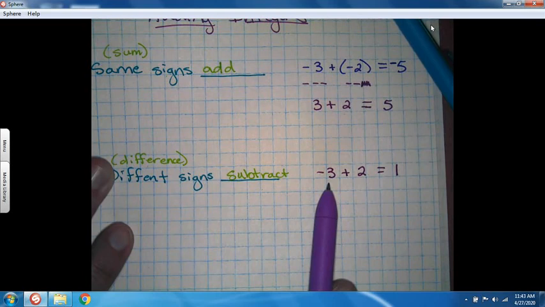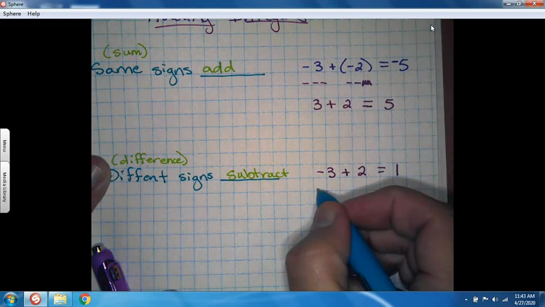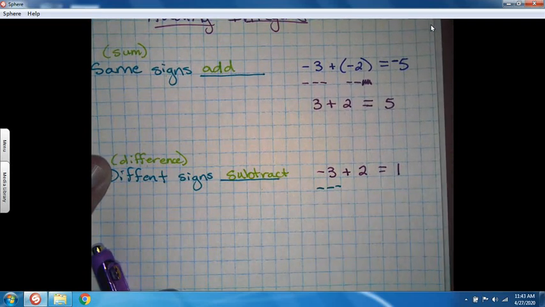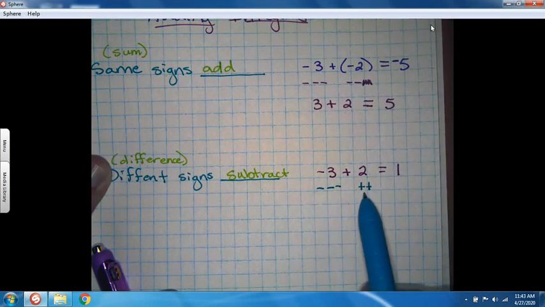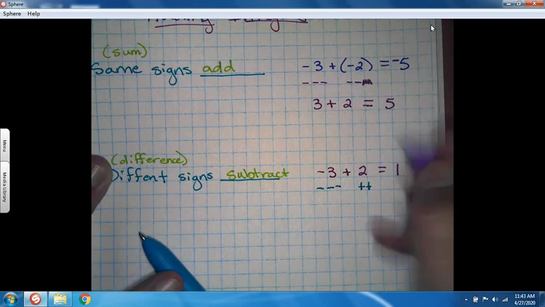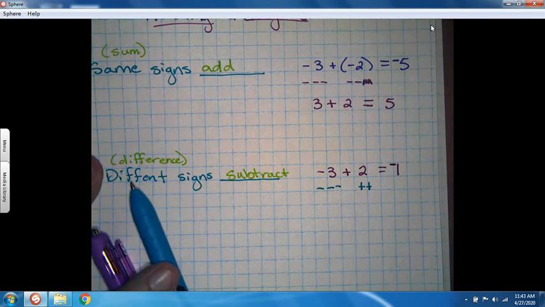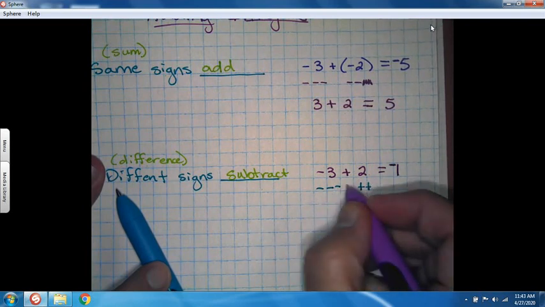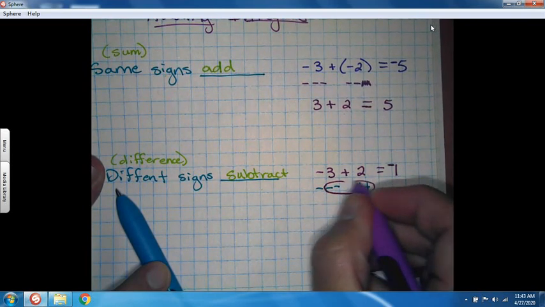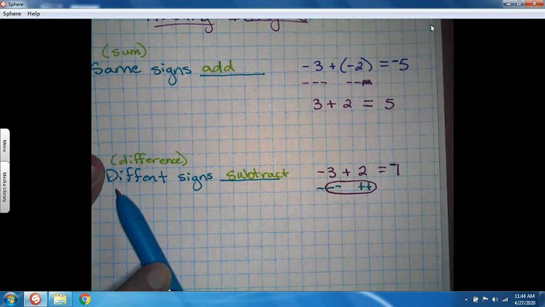How many negatives do I have? I have 3 negatives. How many positives do I have? I have 2 positives. So are there more negatives or more positives? There's more negatives. So your answer is going to be a negative. Or you can circle the 0 pairs like I showed you in the first video. I've got 2 here, I've got 3 here, so I've got to match those up, and what do I have left over? I have a negative 1. 1 negative left over. Okay, so these are the two rules you need for adding integers.